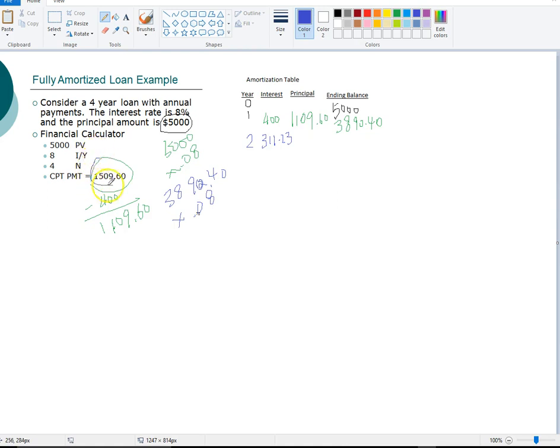However, what is important is that our payment remains fixed. So in year two, we still pay the bank $1,509.60. But out of that, now only $311.23 is considered interest payment. So the remaining $1,198.37 is now considered principal. And this is the amount that we'll use to reduce our ending balance. So our new ending balance will be $3,890.40 minus the principal portion in year two of $1,198.37, which will give us a new balance of $2,692.03.